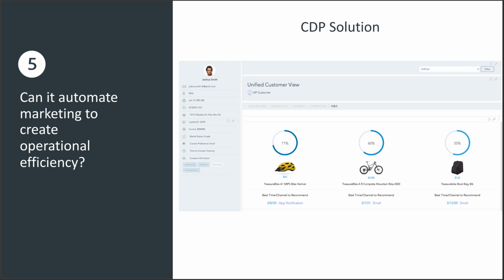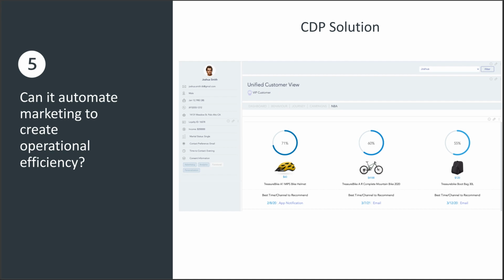So in this example, it's saying, here's three next best actions. One, give him an offer on a helmet, and this is the price you should offer him. Two, give him an offer on a bike. And three, give him an offer on a boot bag. It's saying there's a 71% likelihood of conversion on this one, 60% on number two, and 55% on the third. But not only does it do this, it says how you should be making that recommendation.